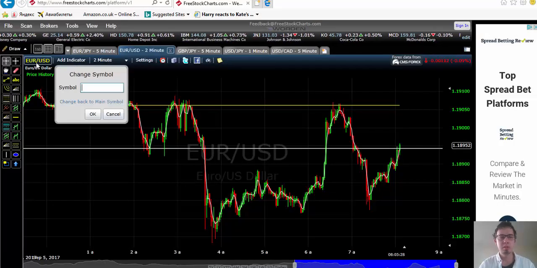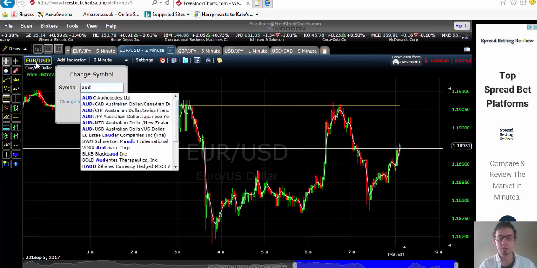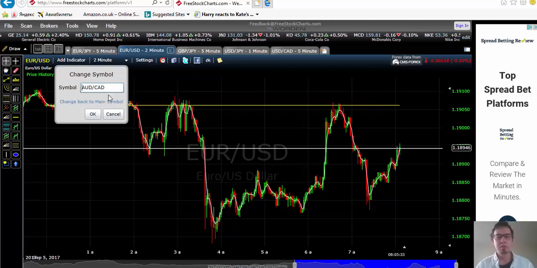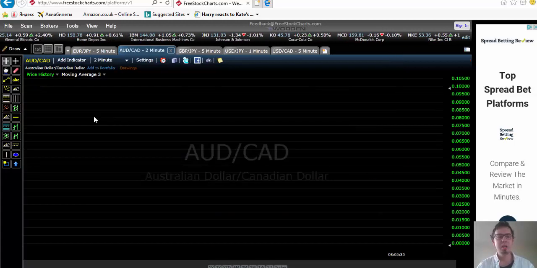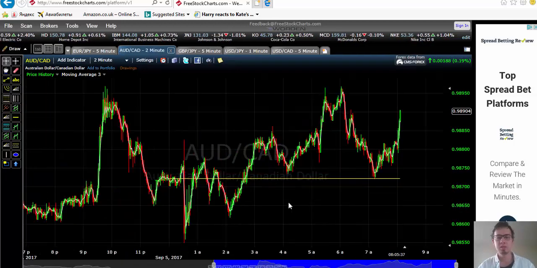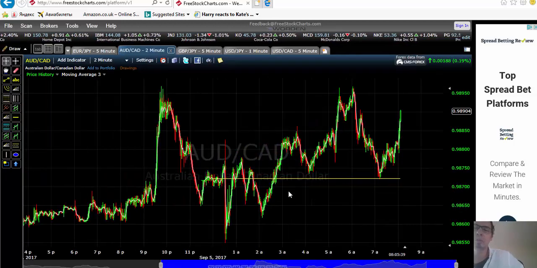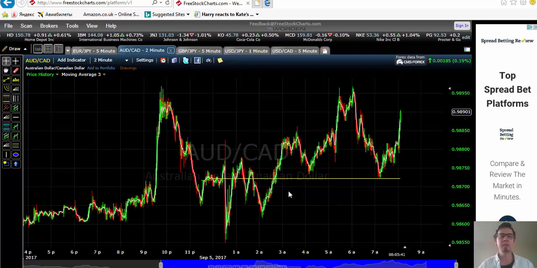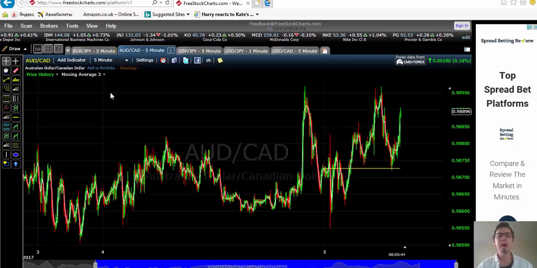I'm gonna place a couple of trades. AUD. So it's 20 minutes from now. It's nice. It's gonna go up a little bit and then bounce back down. So AUD CAD. Again, let's take a look at the 5 minute chart.